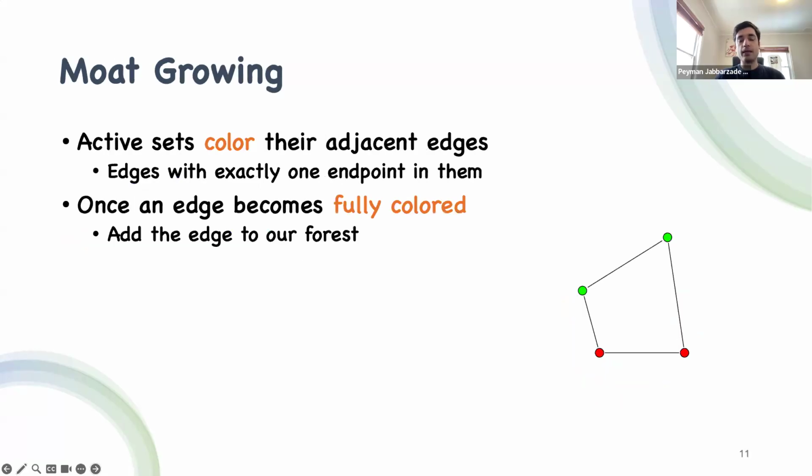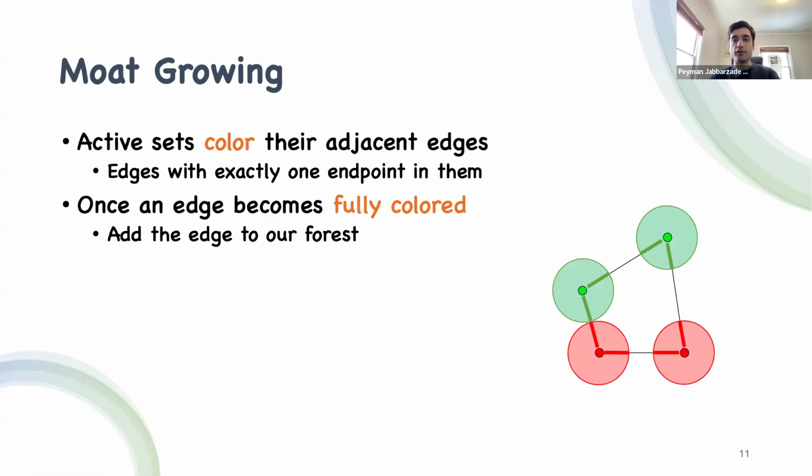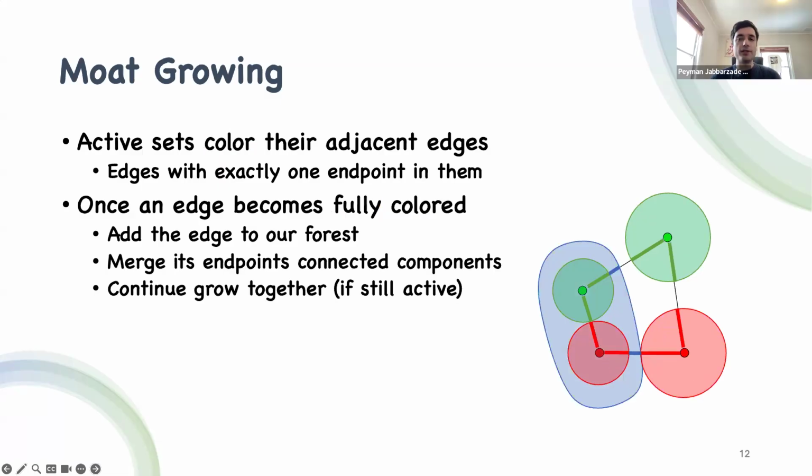So through our algorithm, active sets grow and they color their adjacent edges like in this picture here. And this process continues until one edge becomes fully colored. After it becomes fully colored, we add it to our solution, to our forest. And because we add it to our forest, we need to merge the components of its endpoints. And now we have this new component, and if it's active, it will grow. And this process continues until there are no active sets. It means that all vertices are satisfied, or every component doesn't need to connect to other components.